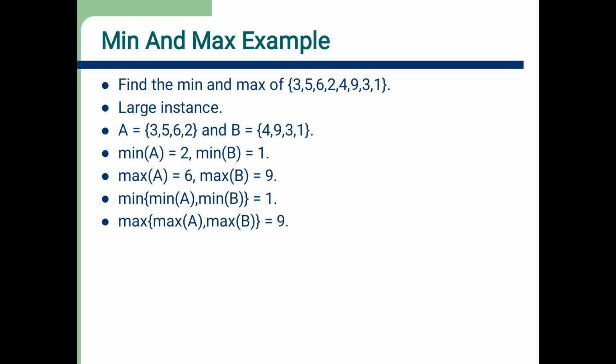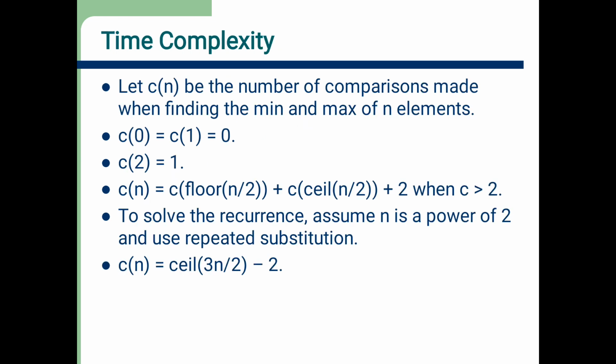Find the minimum and maximum of the elements you are seeing on the screen: 3, 5, 6, 2, 4, 9, 3, 1. The large instance is divided into two parts: A equal to 3, 5, 6, 2 and B equal to 4, 9, 3, 1. Min of A equal to 2, min of B equal to 1. Max of A equal to 6, max of B equal to 9. The overall min is 1, and the max element is 9. The maximum element in the list is 9.